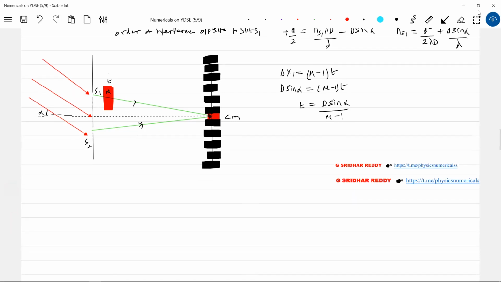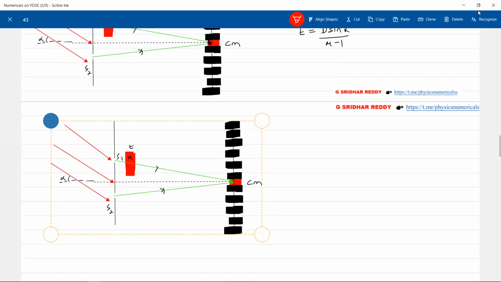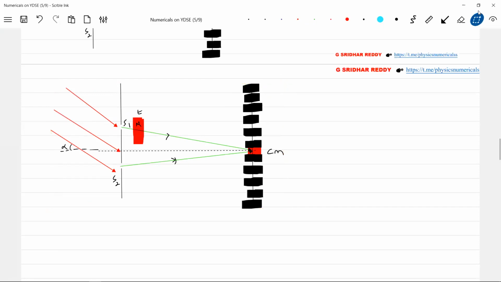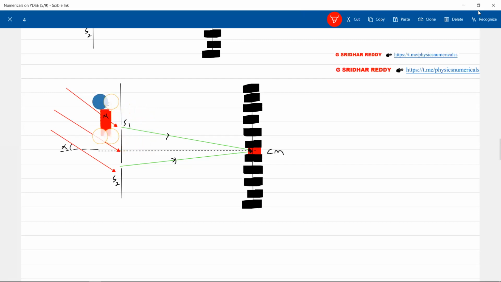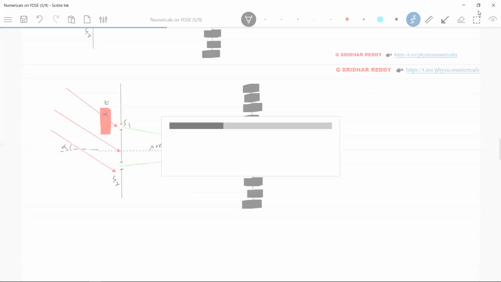Can happen, no? In the lab, students may do like this. Okay, let's see what we will get. By chance, if he places the slab here, will any changes come, or nothing as usual? Will the central maxima be there at the axis? I want an answer from any one of you. Anybody interested, you can easily reply back to me.